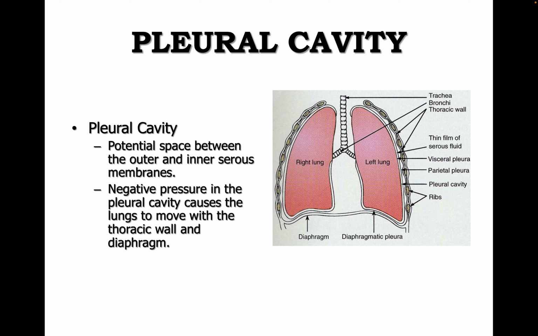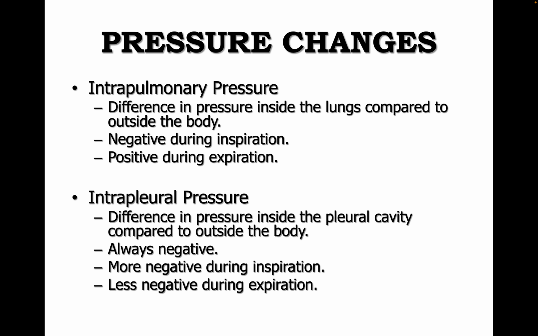So breathing in, this pleural cavity actually becomes more negative, causing air to come in. And then when you breathe the air out, that little space will actually get smaller, bringing the pressure a little bit higher, therefore helping assist with breathing the air out. So due to that, we've got two different ways that pressure changes when we breathe the air in and out.